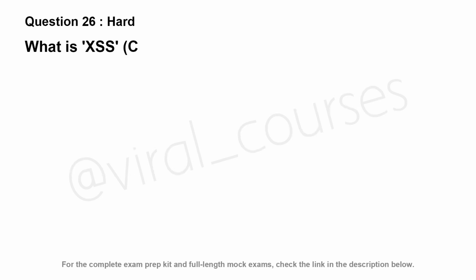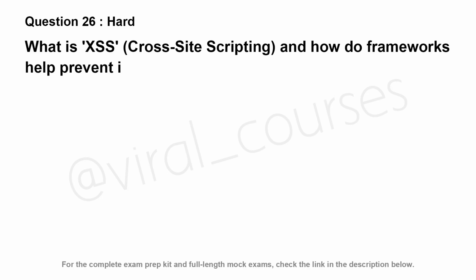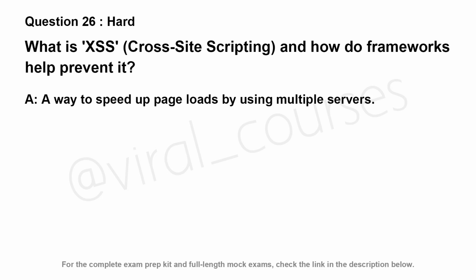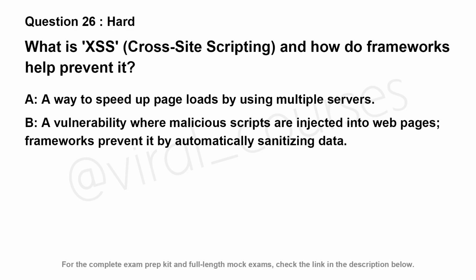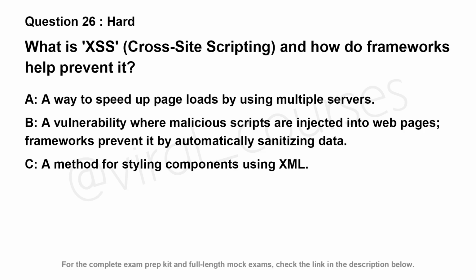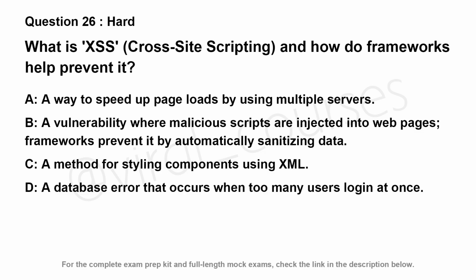What is XSS, cross-site scripting, and how do frameworks help prevent it? Option A. A way to speed up page loads by using multiple servers. Option B. A vulnerability where malicious scripts are injected into web pages. Frameworks prevent it by automatically sanitizing data. Option C. A method for styling components using XML. Option D. A database error that occurs when too many users log in at once.